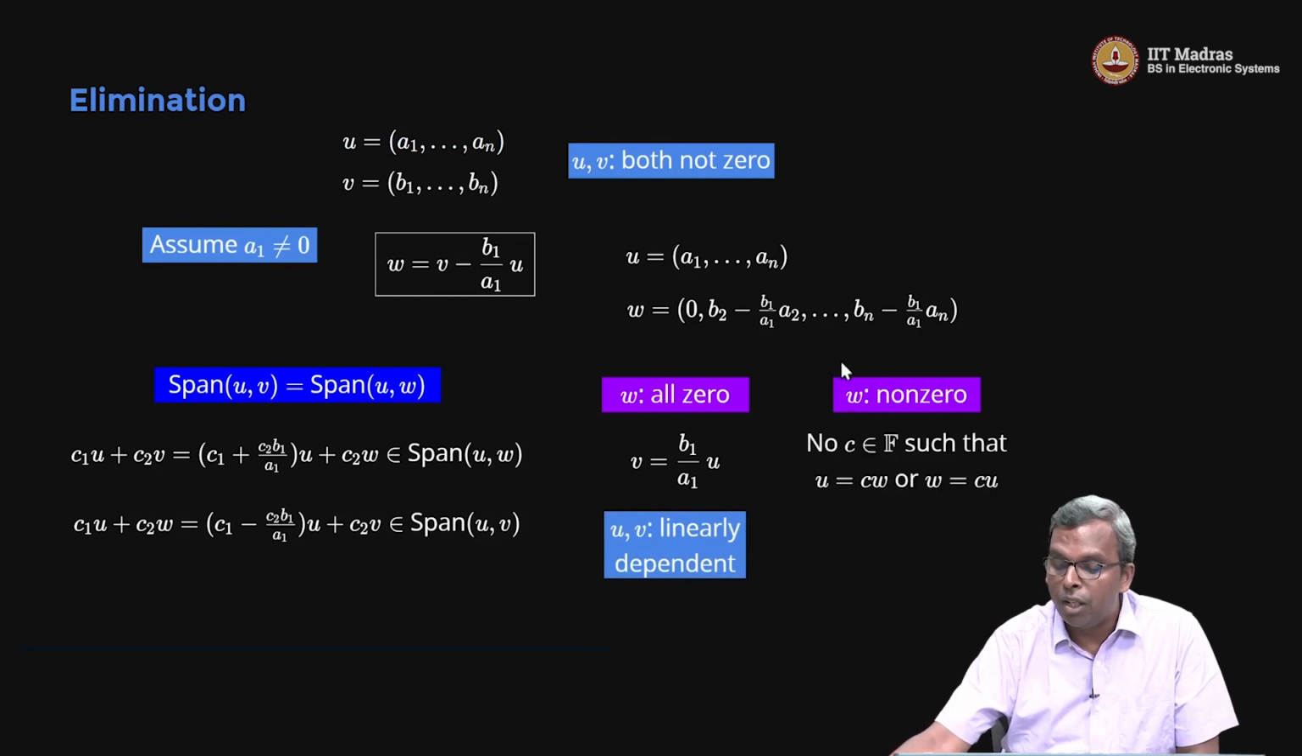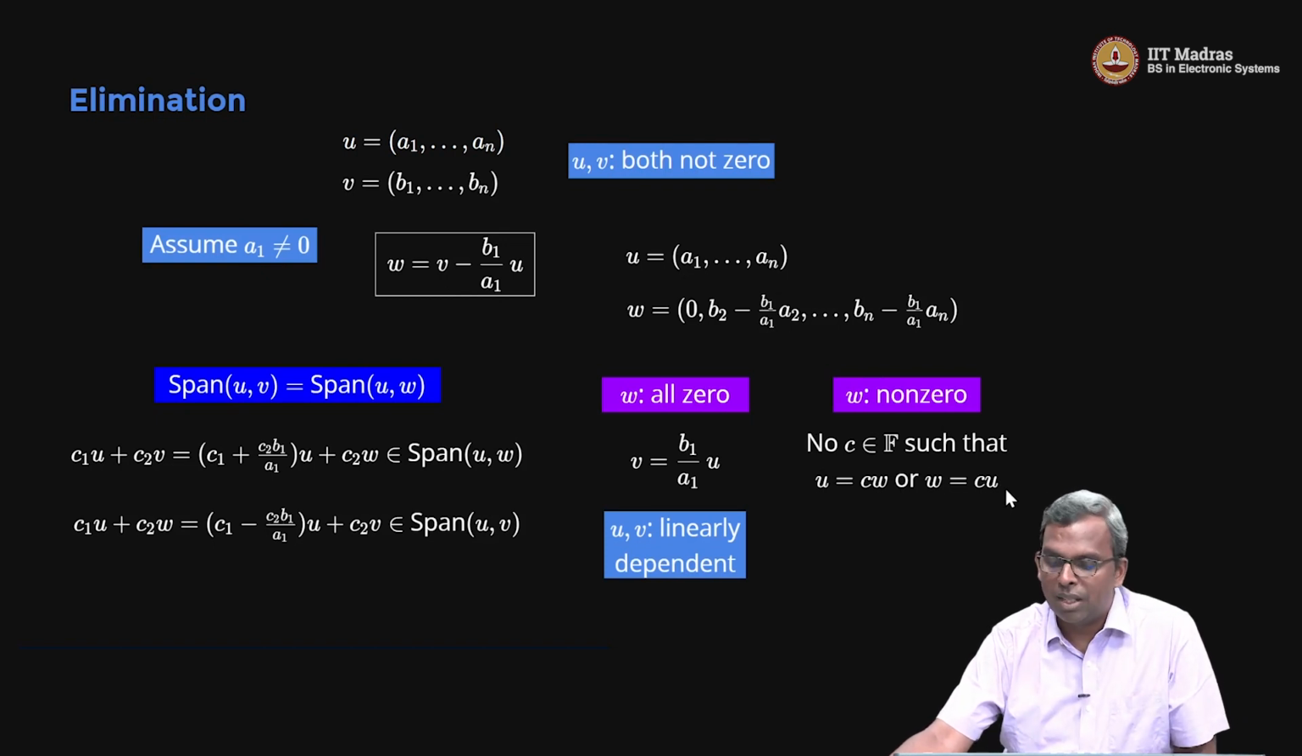On the other hand, if w is non-zero, then it turns out there is no c such that u can be cw or w can be cv, right? So that's very easy to establish. Why? Because see, w is non-zero. So one of these entries is non-zero. The first entry is 0. So how do I make w as some constant into u, right? It can never be done, right? So here is 0. Okay. So the only constant you can have is 0 itself. Now if 0 itself has to be there, then w has to be 0, and that is not true, right?